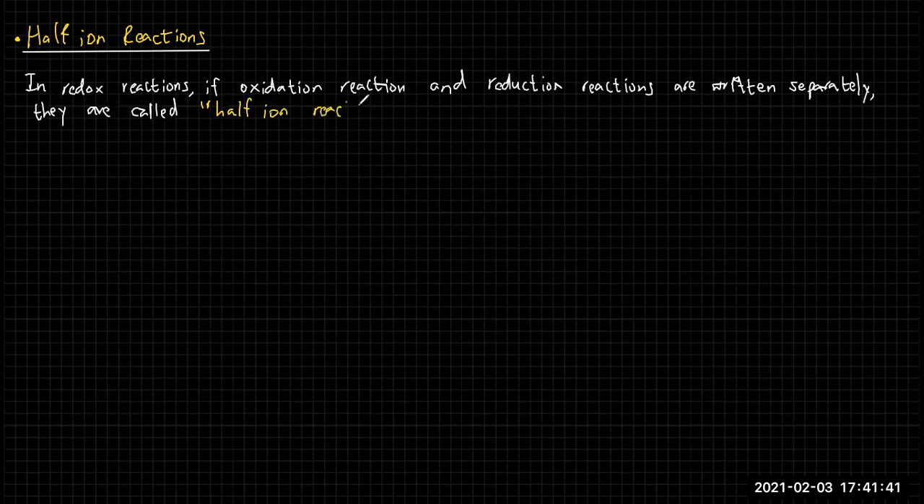Now, the specialty about half ion reactions is this. All this time we were balancing complete reactions. In those, we did not use electrons. But in half ion reactions, the important point is they will have electrons in them. Half ion reactions consist of electrons. So we use electrons and H plus and OH minus, depending on the medium, to balance the reactions.